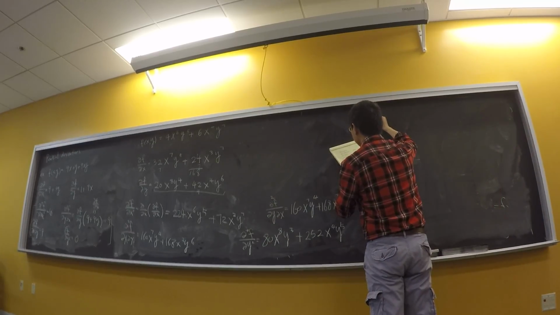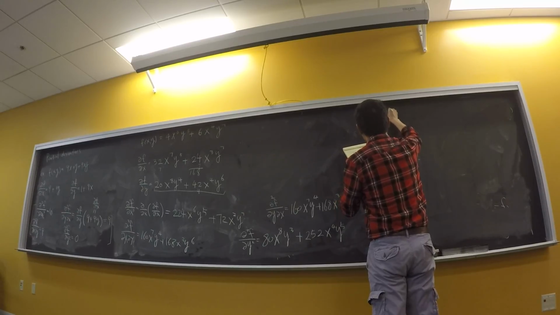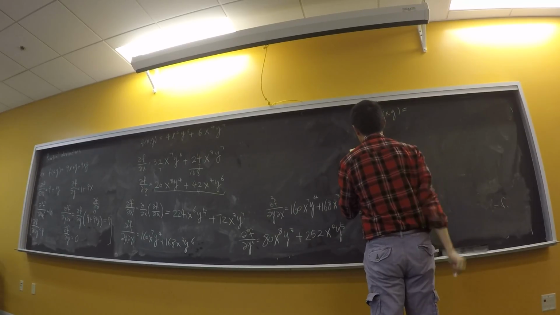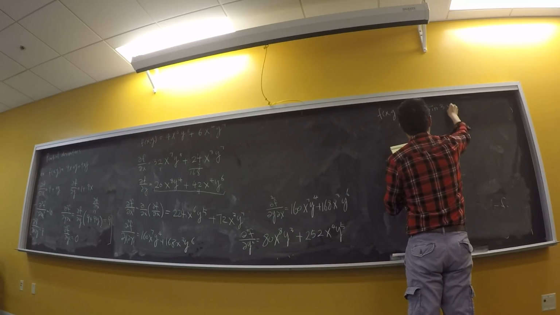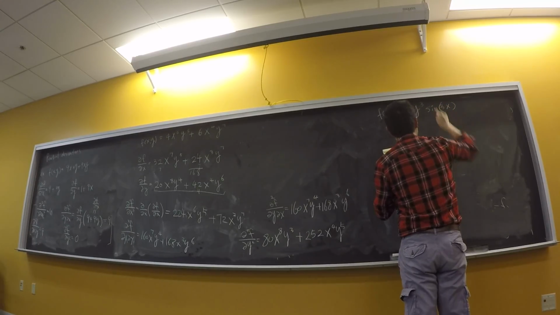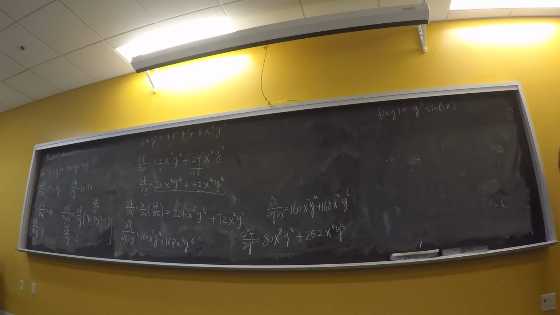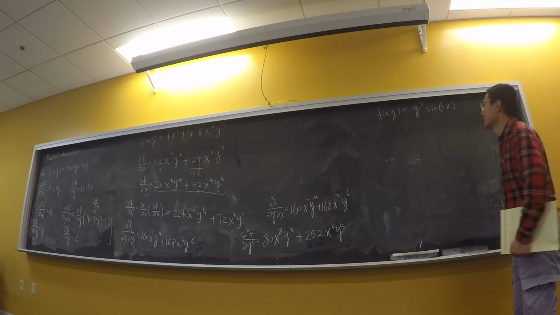Okay? So the very last one I will do, and then I will let it go. So let's do f(x,y) equal to y cubed sine of 3x. I want to compute all the second order derivatives. So, what's your name again? Joseph, okay.